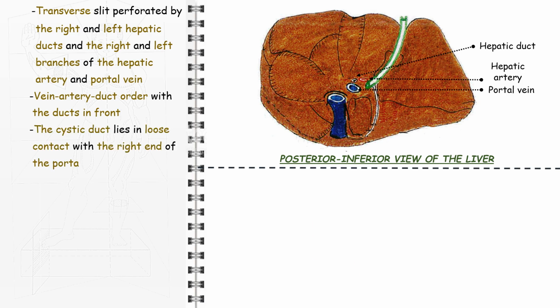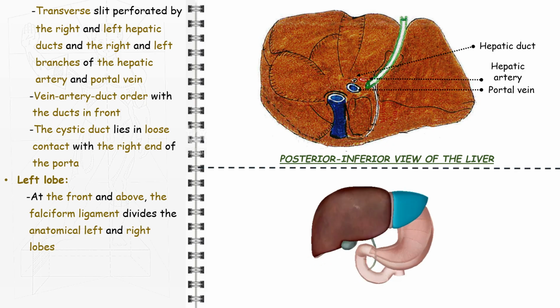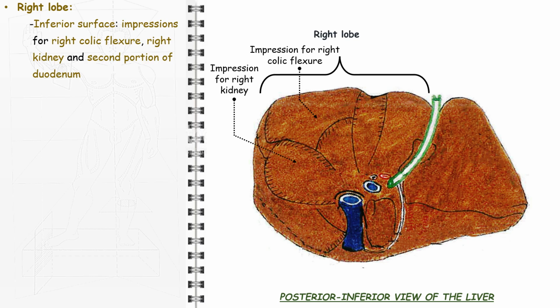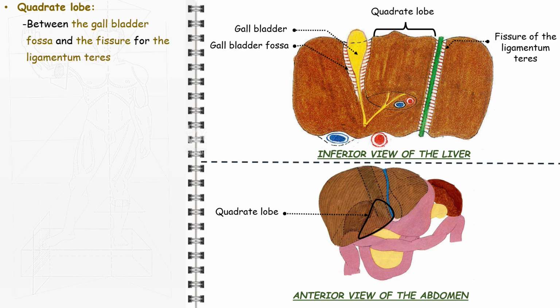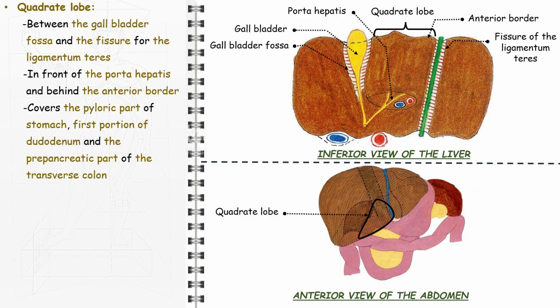At the front and above, the falciform ligament divides the anatomical left and right lobes. The right lobe is the largest. Its inferior surface contains impressions for the right colic flexure, right kidney and second portion of the duodenum. The quadrate lobe lies between the gallbladder fossa and the fissure for the ligamentum teres, in front of the porta hepatis and behind the anterior border. It covers the pyloric part of the stomach, first portion of the duodenum and the prepancreatic part of the transverse colon.